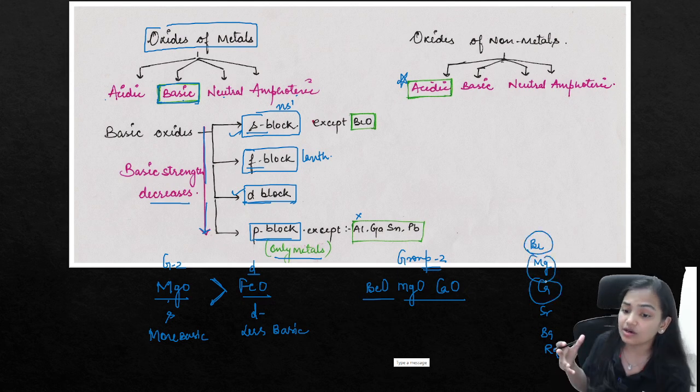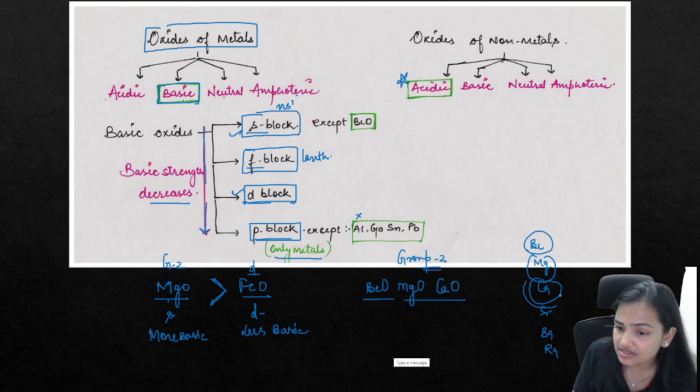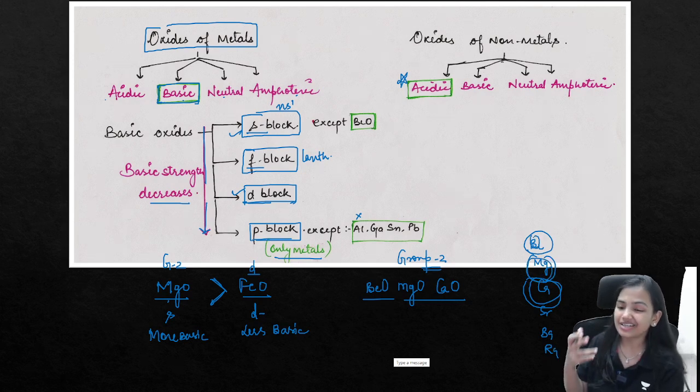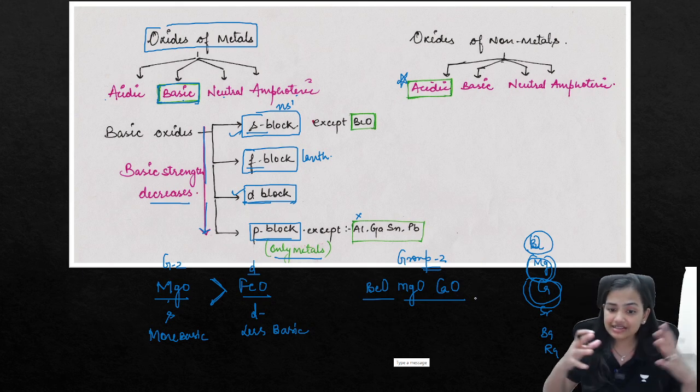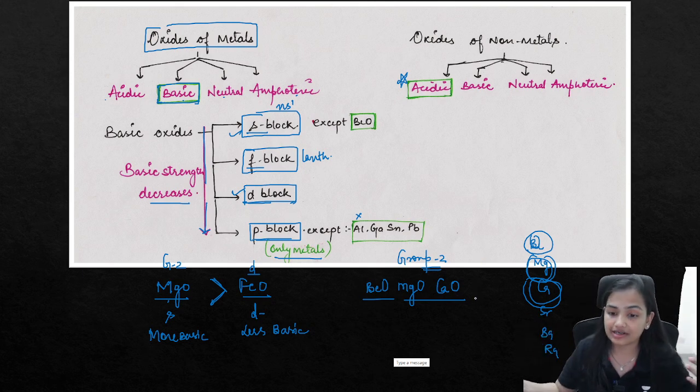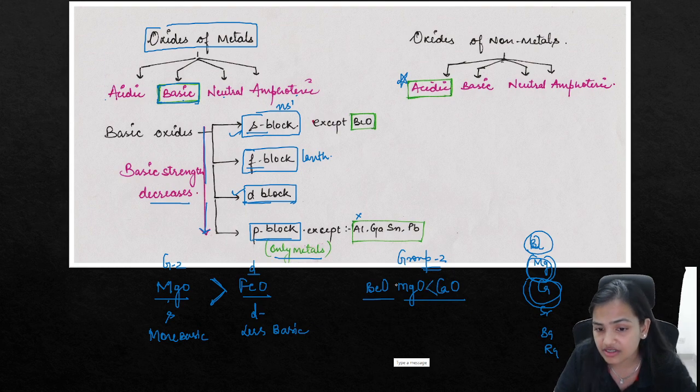As we go down, the size of the atom increases, and as the size of the atom increases, the metallic character increases, the basic character increases. Okay, so as the metallic character increases, the basic character increases. So calcium oxide is more basic than magnesium oxide, which is more basic than beryllium oxide.